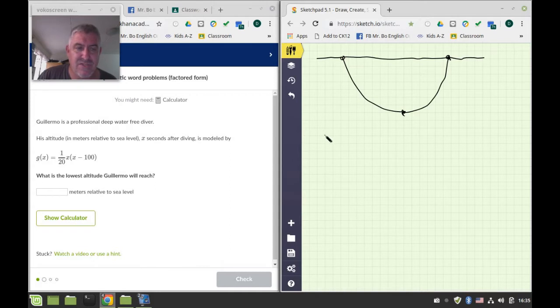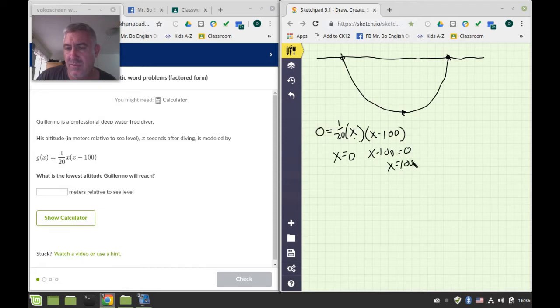So first of all, we need to find the x-intercepts. So let's start with that. So we're gonna set g of x equal to 0. Alright, so now I know x is equal to 0, or x minus 100 is equal to 0. For this one, x equals 100. So here I have 0, and here I have 100.